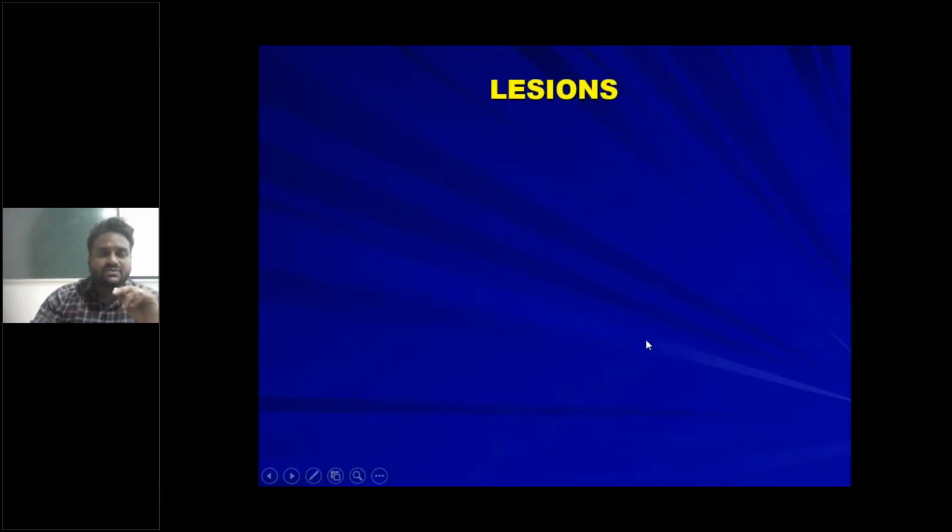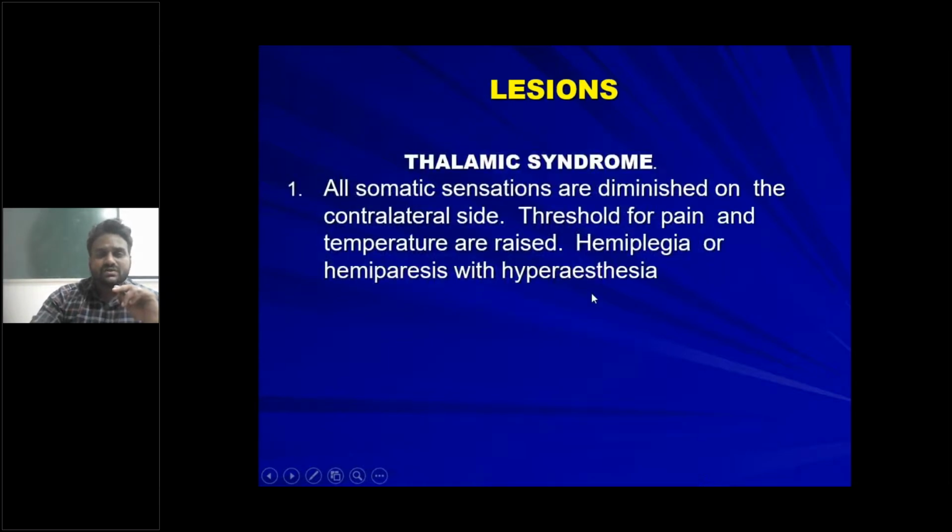Okay. Now we come to the lesions of the thalamus. Lesions of the thalamus lead to one main important syndrome, called thalamic syndrome. So what are the clinical manifestations of thalamic syndrome? You see here, first, all somatic sensations are diminished on the contralateral side. The threshold for pain and temperature is raised. Hemiplegia, hemiparesis, and hyperesthesia. These are the conditions of the thalamic syndrome.